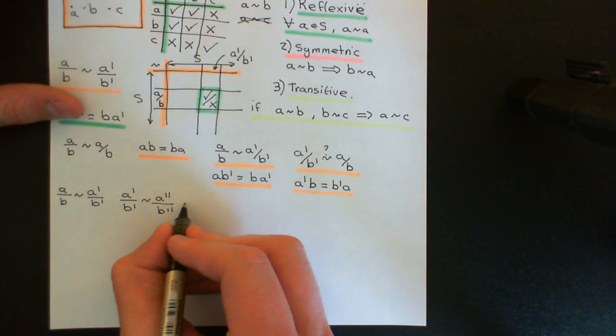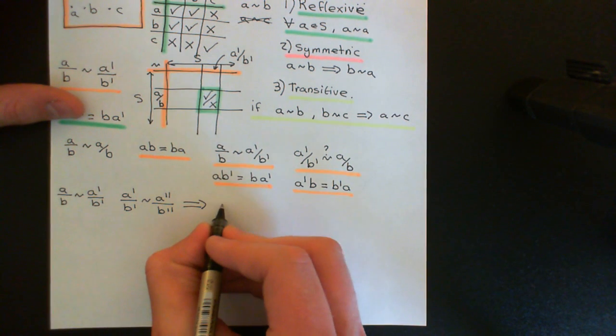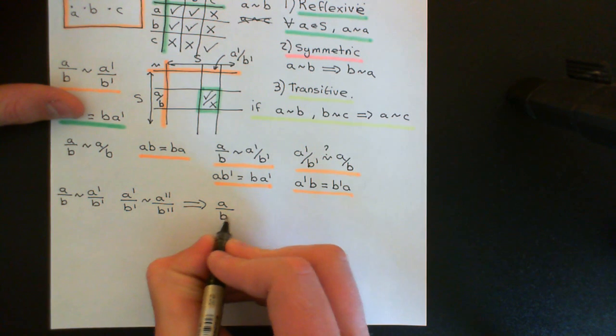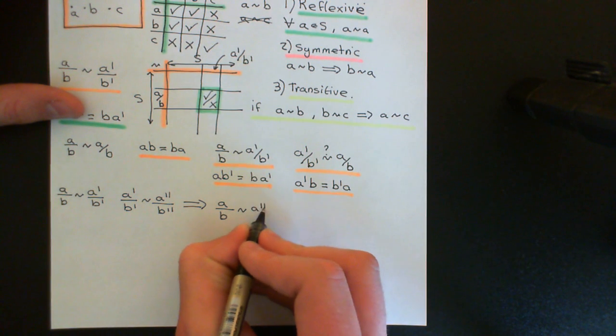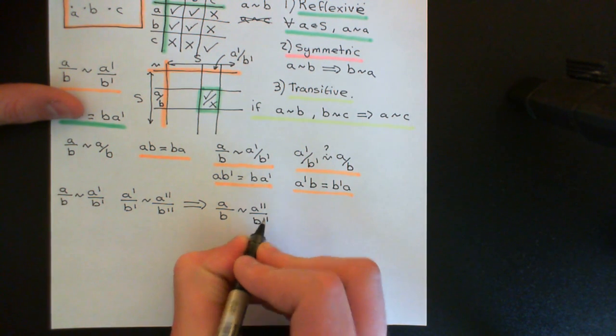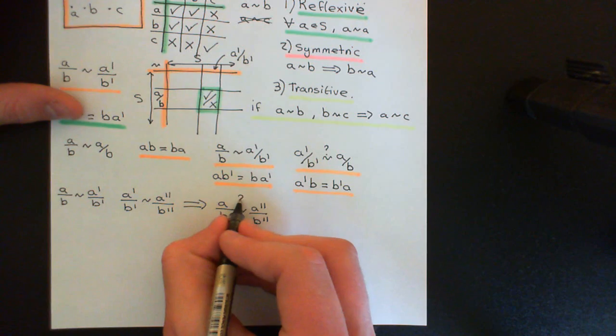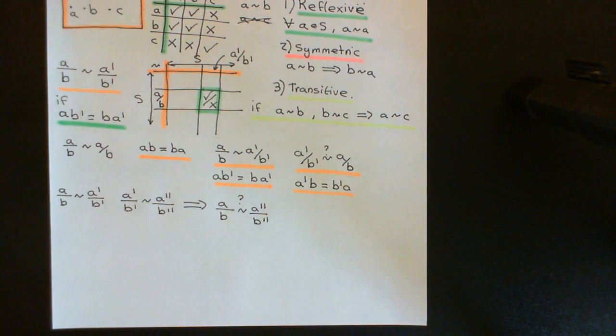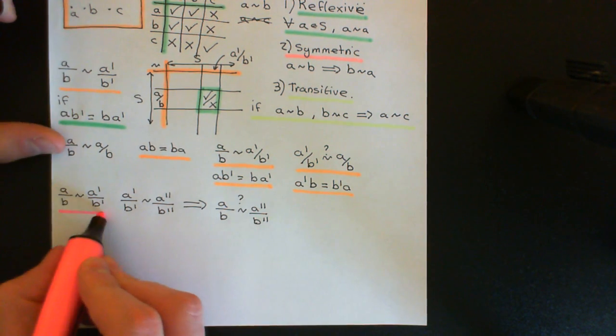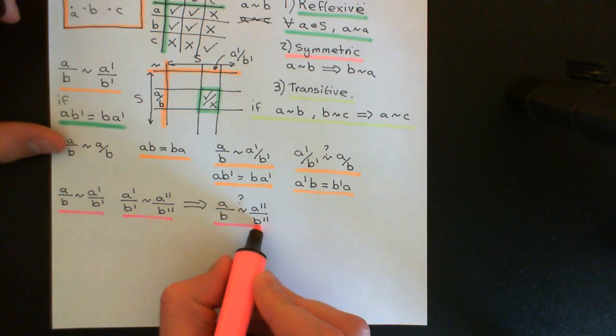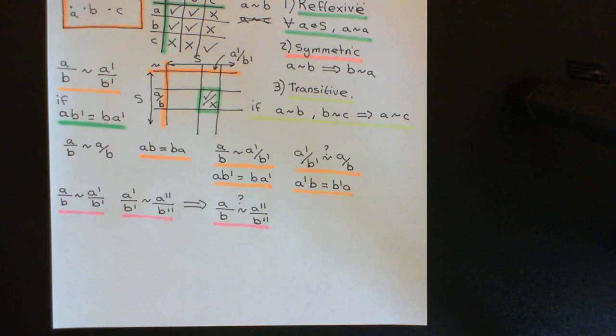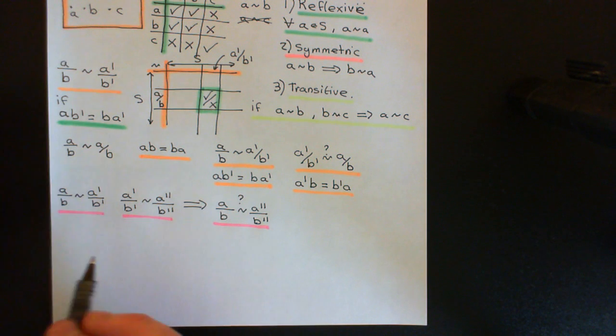The question is, can we conclude, does this imply that a over b is related to a double prime over b double prime? So if I know these two things are true, is it the case that this is true? That's what we now want to ask, with this definition of equivalence. So if we know that these two things are true, what do we know?